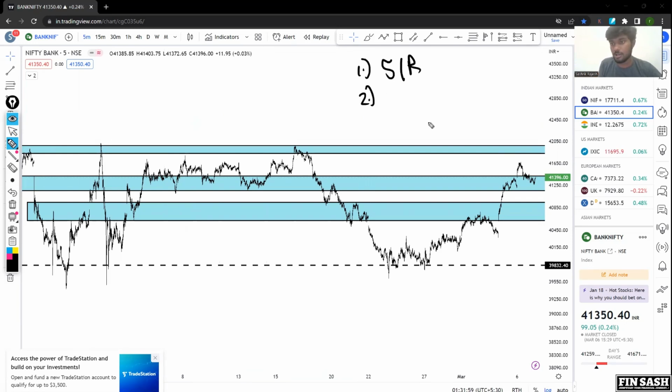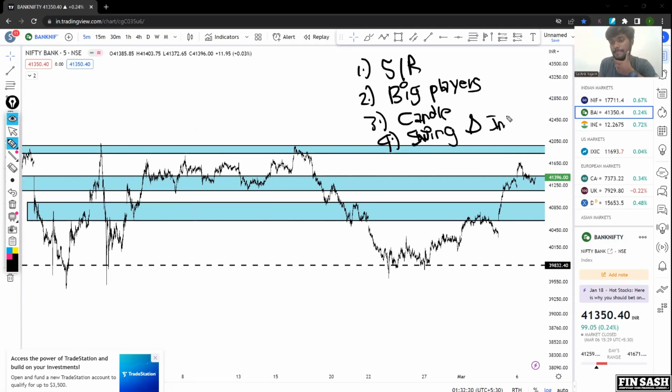Second thing is we learned how big players are associated with support and resistance. How are candlesticks related to support and resistance? I gave an example for a swing trade, like how would you take a swing trade and an intraday? So that's basically it, right?